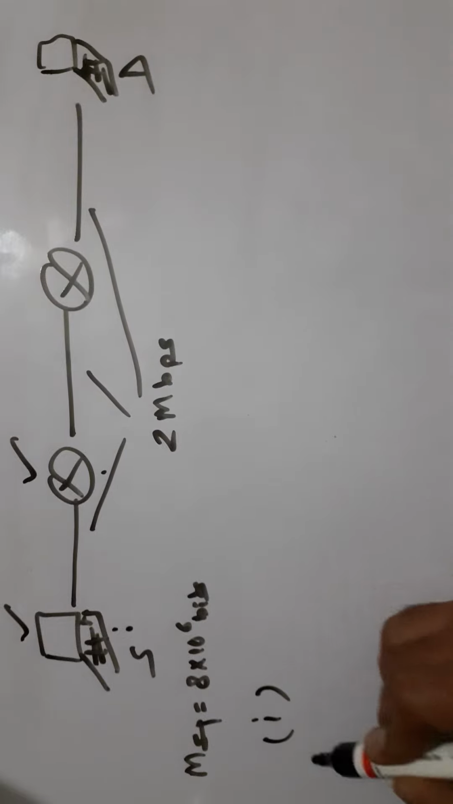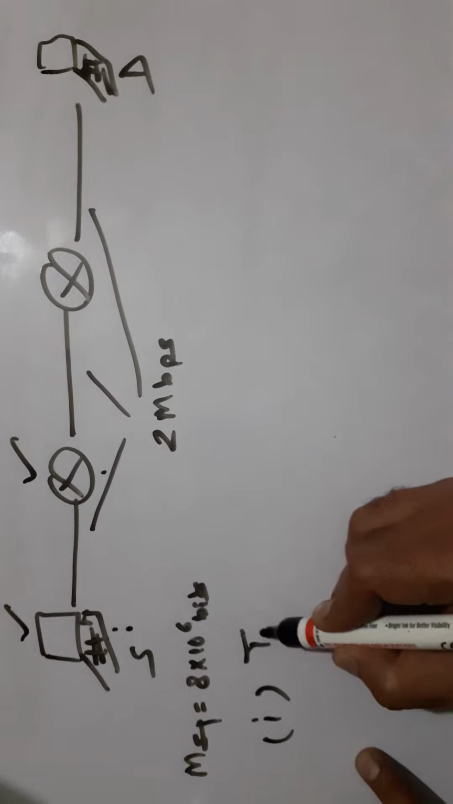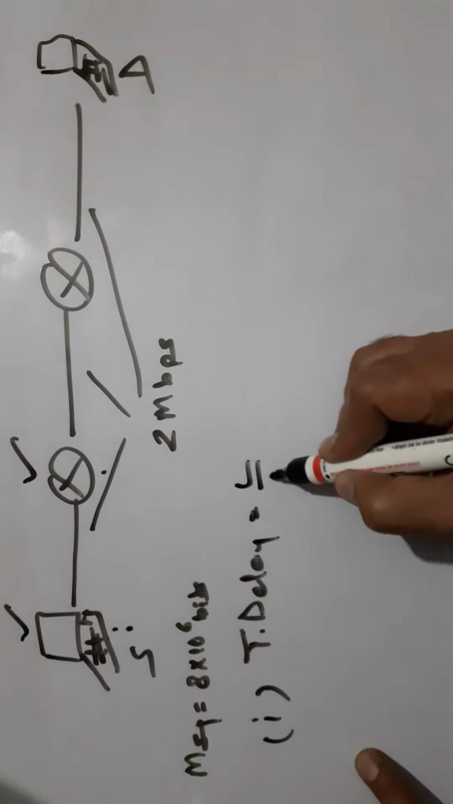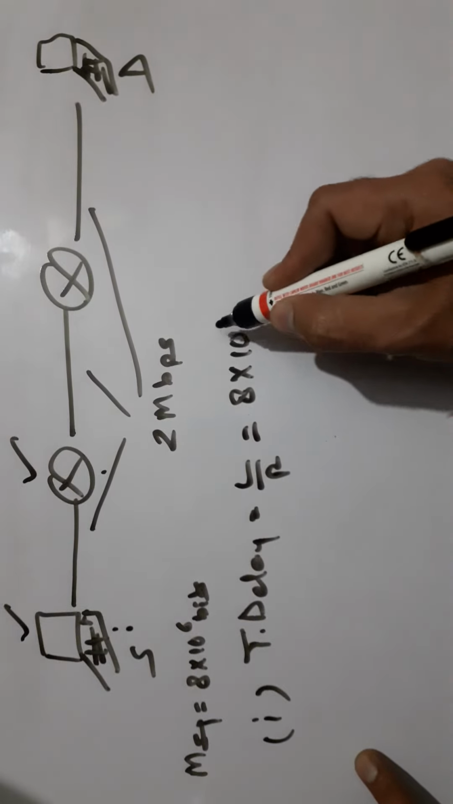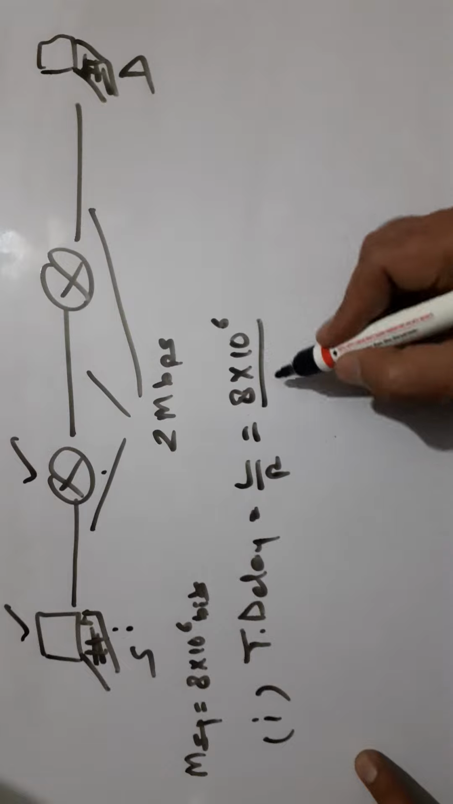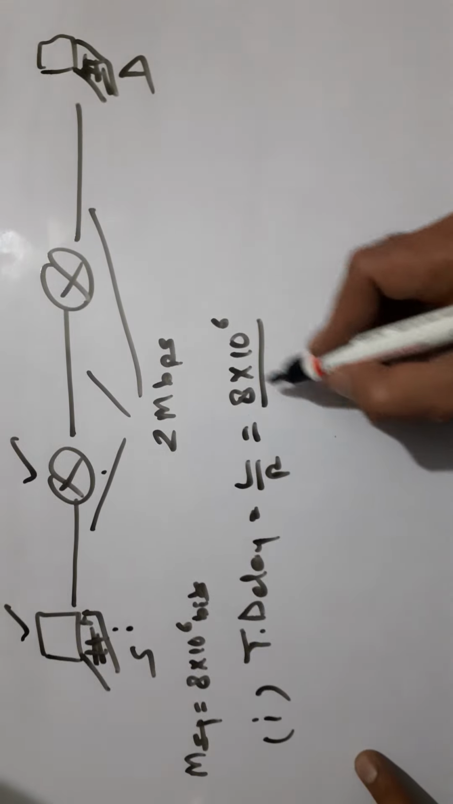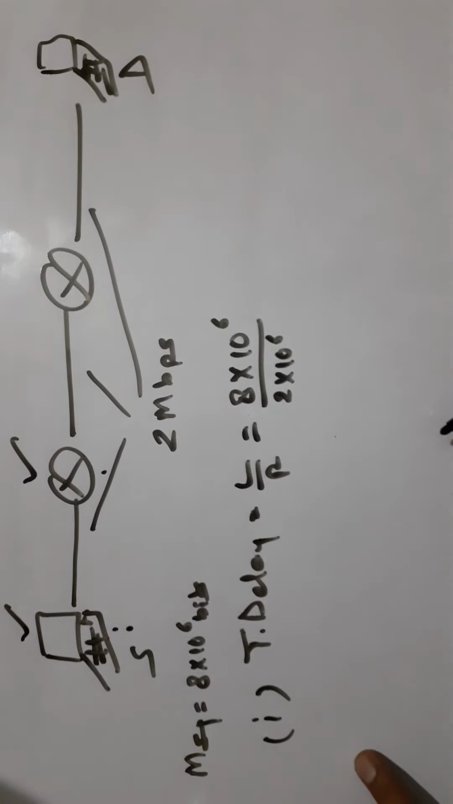First part, transmission delay. It would be L by R. What is L? 8 into 10 to the power 6 divided by 2. R would be 2 Mbps. So 2 into 10 to the power 6 bits per second.